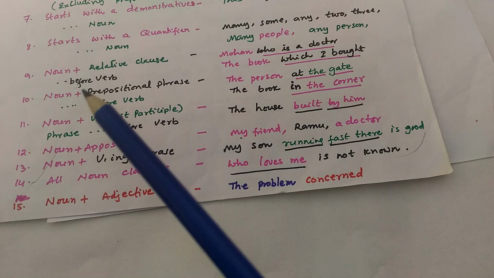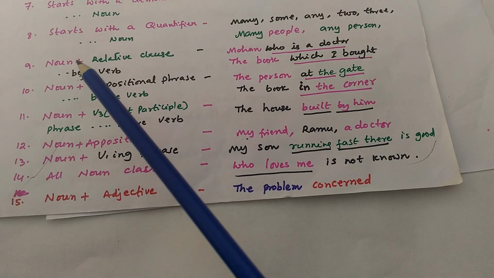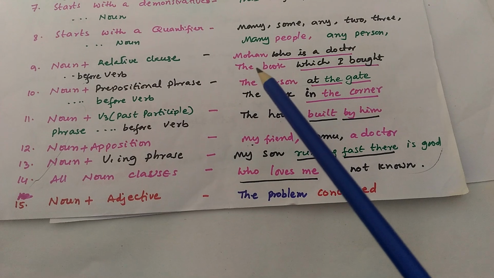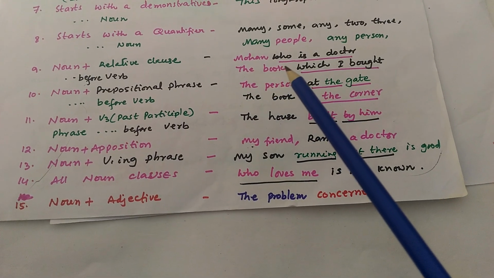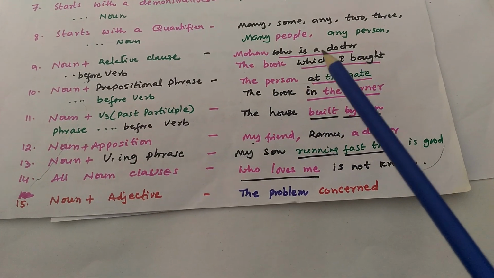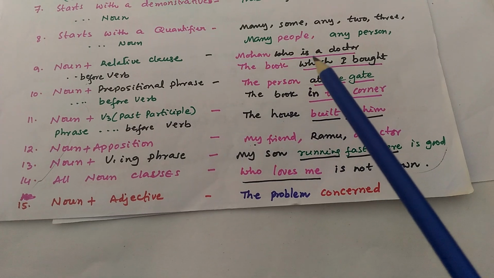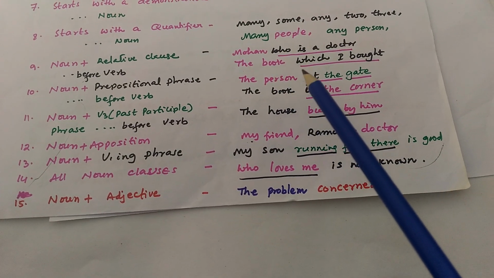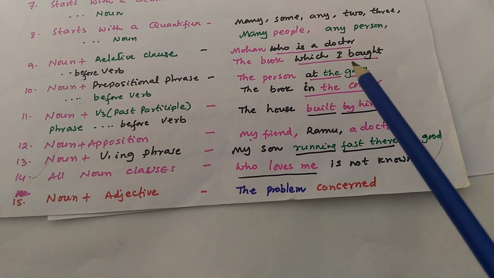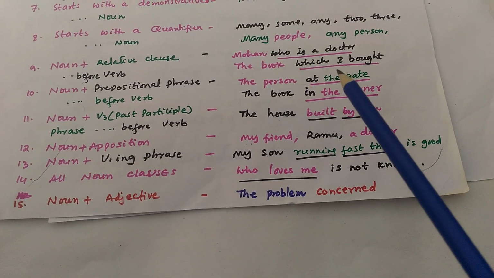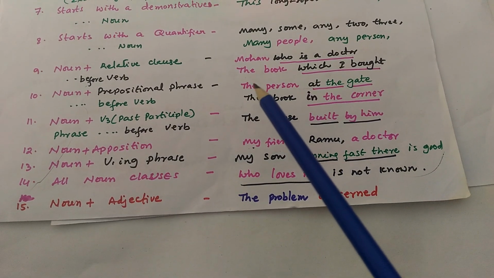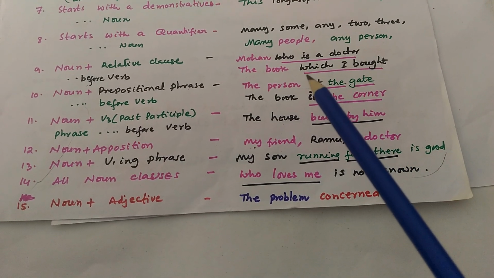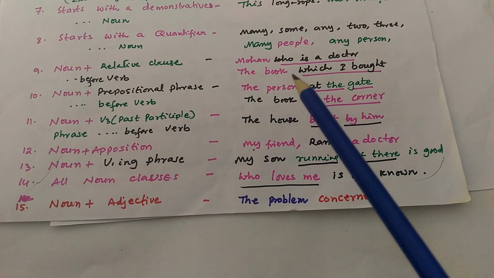So whenever many people, any person is there, then we call it a noun phrase starting with a quantifier. And a very, very important indicator is noun plus relative clause. That is Mohan, noun, plus who is a doctor is a relative clause. So combinedly, Mohan who is a doctor is a noun phrase. The book is a noun plus the relative clause which I bought. So combinedly, the book which I bought, noun plus relative clause, is a powerful indicator for a noun phrase.